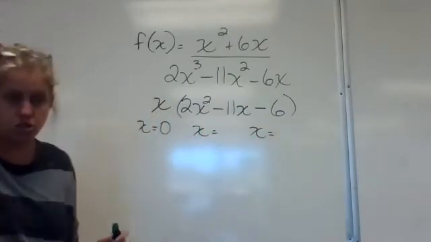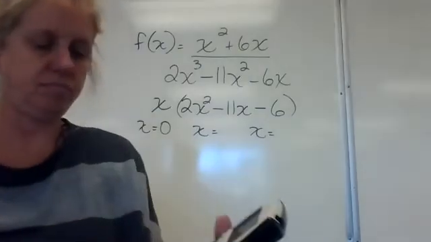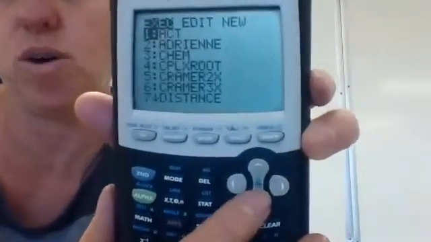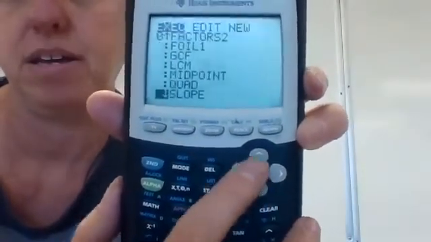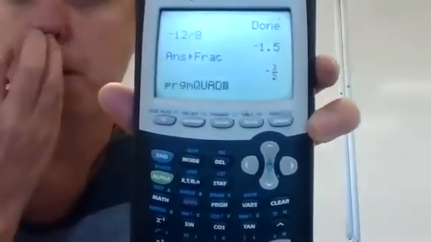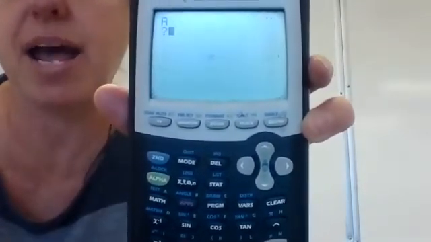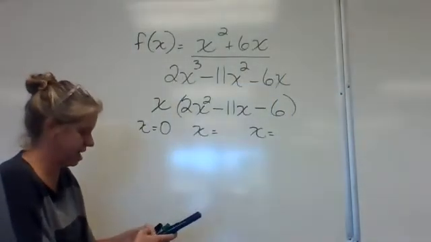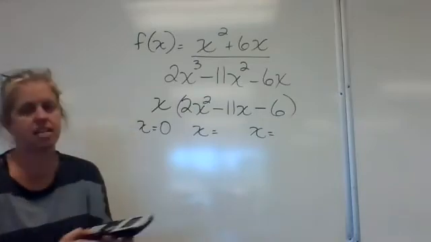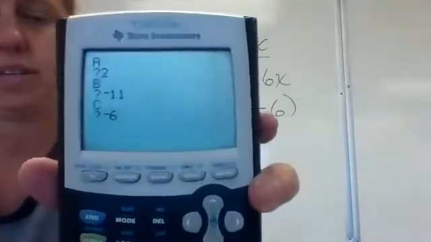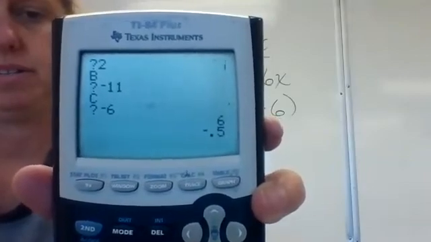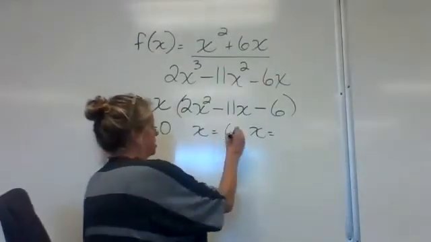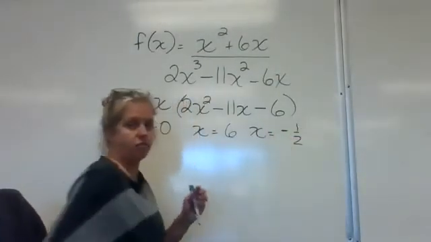So let's find it using quad. Go on down to program, with your program button, down to quad. Hit enter. And your A, B, and C. My A would be 2. My B is -11. My C is -6. Decimal, so 6 and -1/2. So 6 and -1/2.